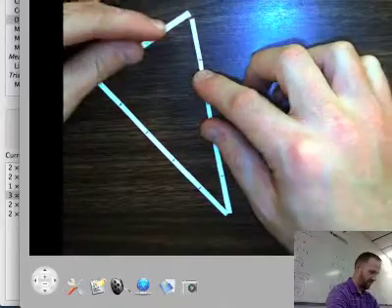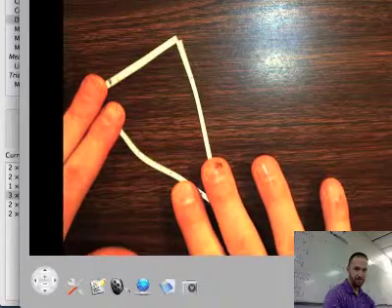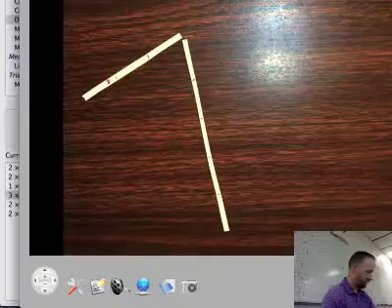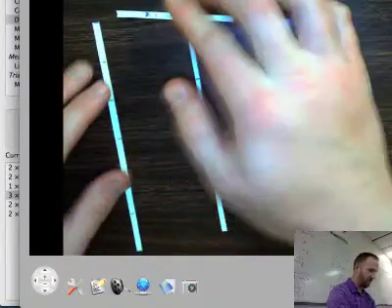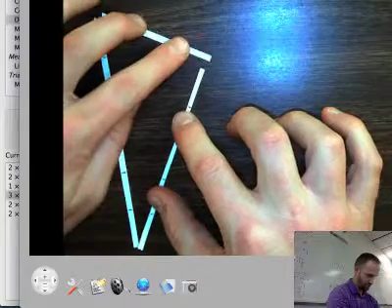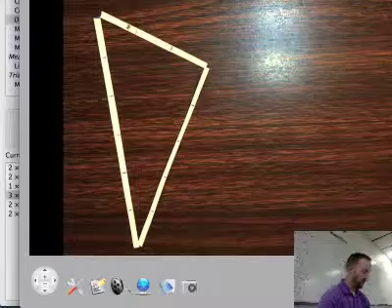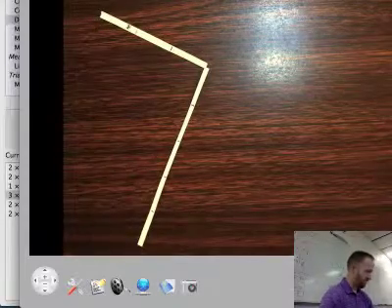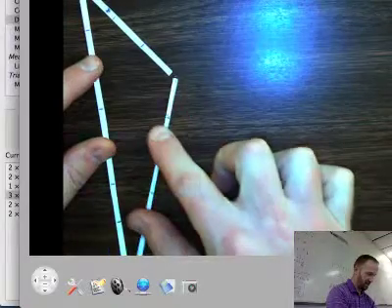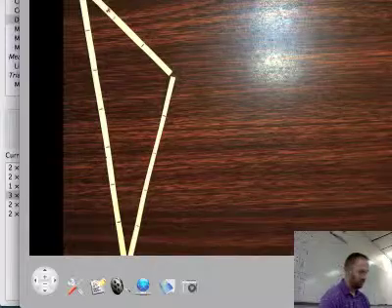I think 5 is going to work too. So 5 works as well. Let's try 6. So 6 is the biggest one now. 6 works. 6 is good. 4, 5, and 6 work. Let's try 7. It's getting a little skinnier here, but 7 still works.